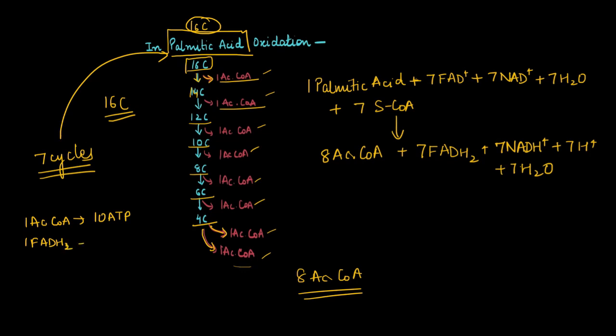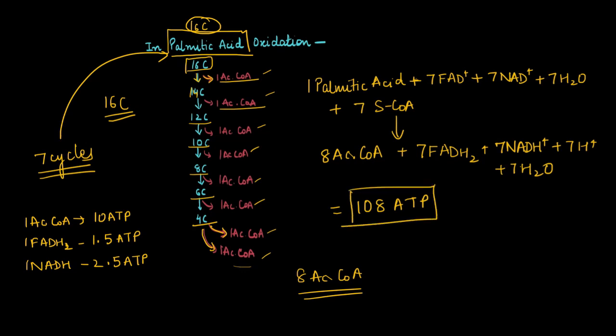1 FADH2 gives 1.5 ATP, 1 NADH gives 2.5 ATP. So the total ATP formed here amounts to 108 or 109 ATP. Okay, so from one palmitic acid molecule we get 108 ATP of energy, which is far greater than what we get from glycolysis and the Krebs cycle and so on of glucose.